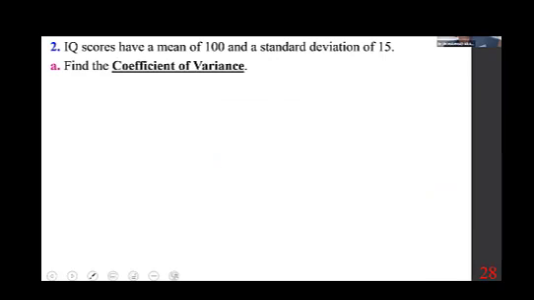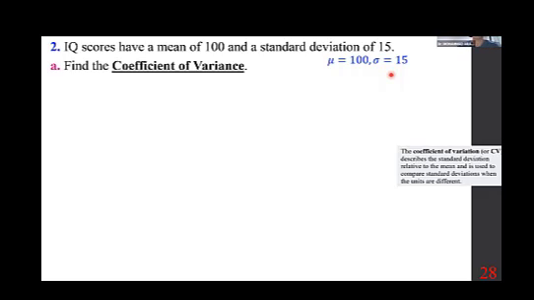IQ scores have a mean of 100 and a standard deviation of 15. We want to find the coefficient of variance. First and foremost, anytime you deal with stats, in essence, you're dealing with word problems. So what is given? Symbolically, mu equals 100, sigma equals 15, because we are dealing with the population. We're not going to use X bar and S. We are going to use mu and sigma.